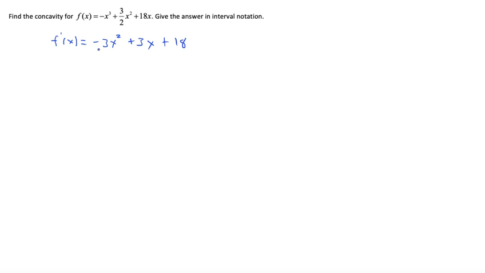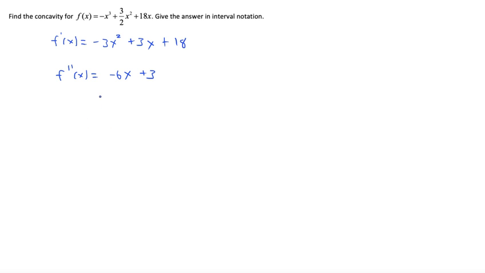Now, of course, we use the first derivative to find intervals of increasing and decreasing, which will then allow us to find local maxes and local mins. The second derivative is used to find the concavity. So let's find the second derivative here. We get negative 6x plus 3.